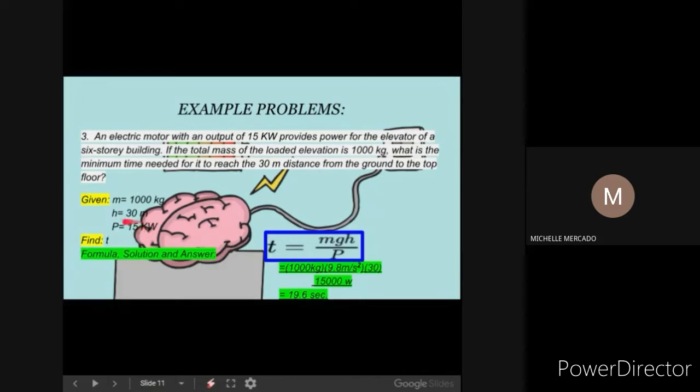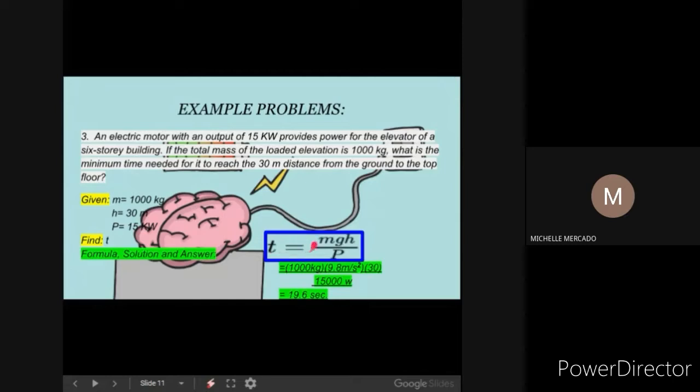Okay, if ang given po natin is kilowatts, we're going to convert it into watts by multiplying it by 1,000. So 15 kilowatts times 1,000. So the power should be 15,000 watts. Then the constant value of gravity, which is 9.8 meter per second squared. Then we're going to find the time kasi ang hinihingi po dito sa problem natin is what is the minimum time needed for it to reach the 30-meter distance. So we're going to find the time. Then the formula that we're going to use is this one.